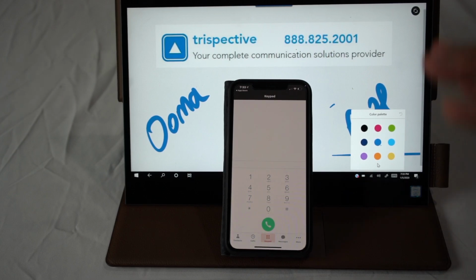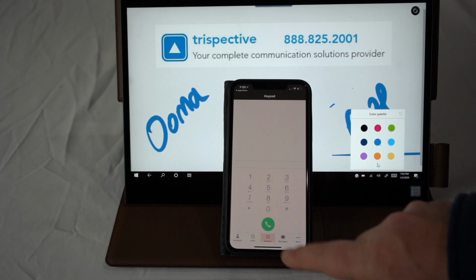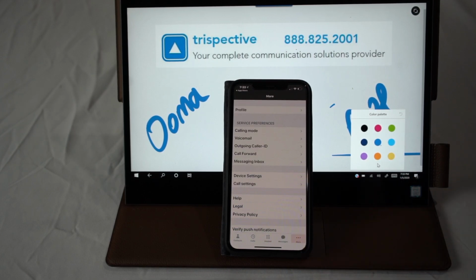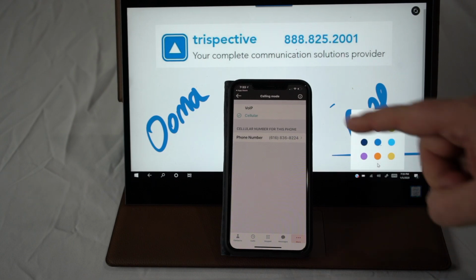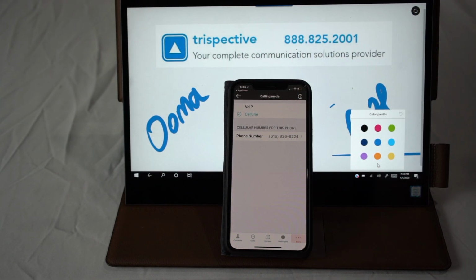platform. One of the things I tell people after they've got the app loaded is, in the bottom right there's more, and there's three dots here. You want to click on that, and there's this thing called calling mode, which is kind of important. And in calling mode you can see voice over IP and cellular. And people always ask, well, what is the difference between them, right?